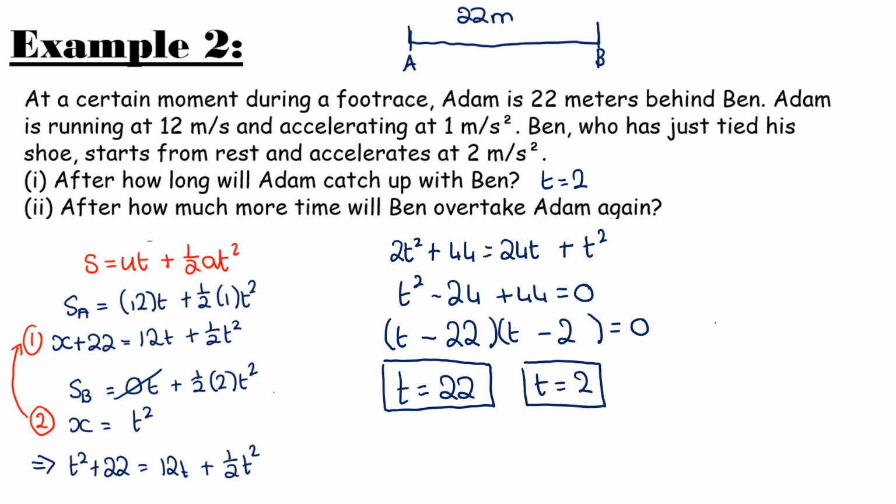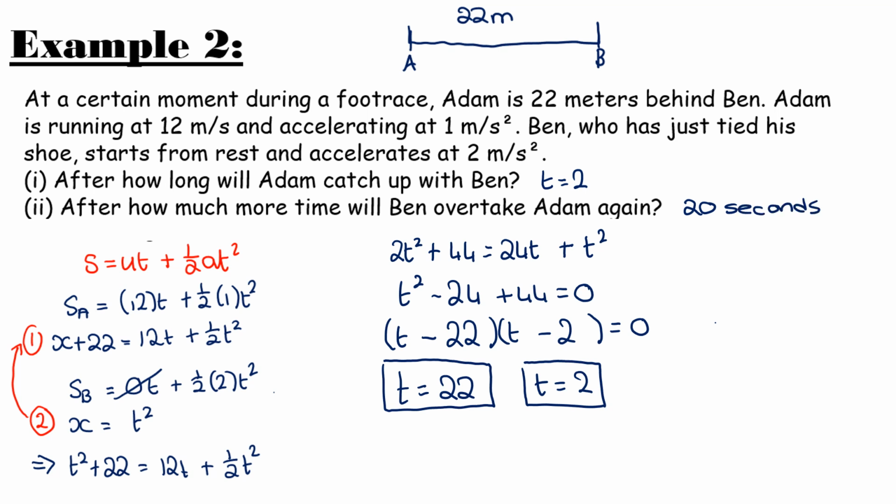So basically the question we've asked is, give us the time when Ben and Adam will meet. And why we get 2 valid answers is because they will meet twice. And the second answer actually answers part 2 of this question, which is after how much more time will Ben overtake Adam again. So that happens at t equals 22. So then it's going to be 20 seconds later.